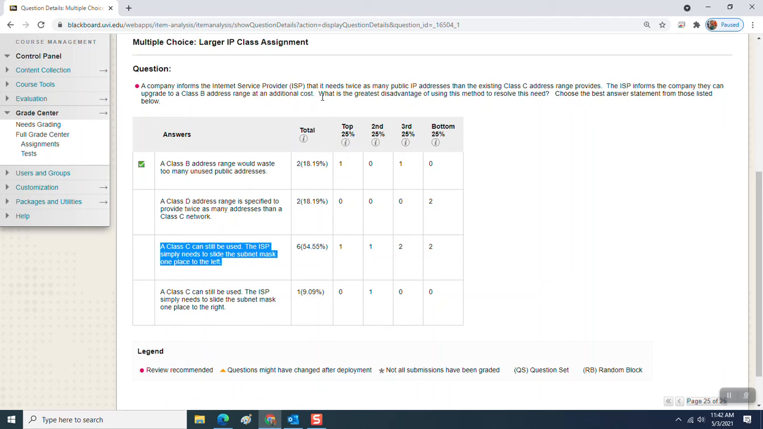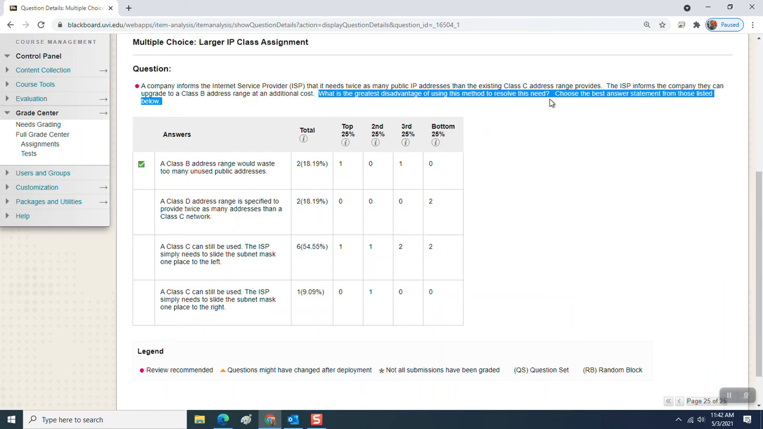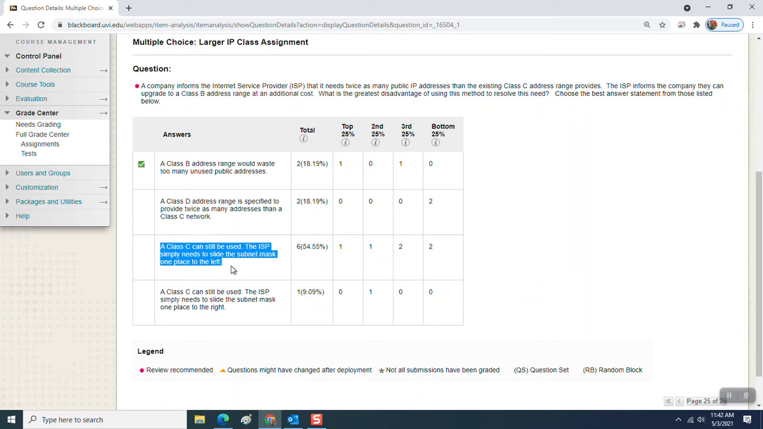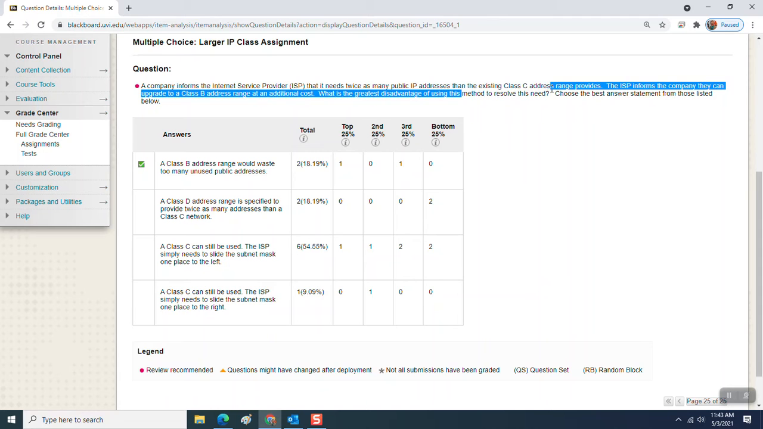But that's not what the question asks. The question asks, what is the greatest disadvantage of using this method to resolve this need? So this answer choice provides instead, it's a trick question, but this answer choice provides instead. If the question read, what is a better method to resolve this need, that would be your answer choice. But that's not what the question asks. It says, what's the greatest disadvantage of using this method to resolve this need? It wastes too many addresses.